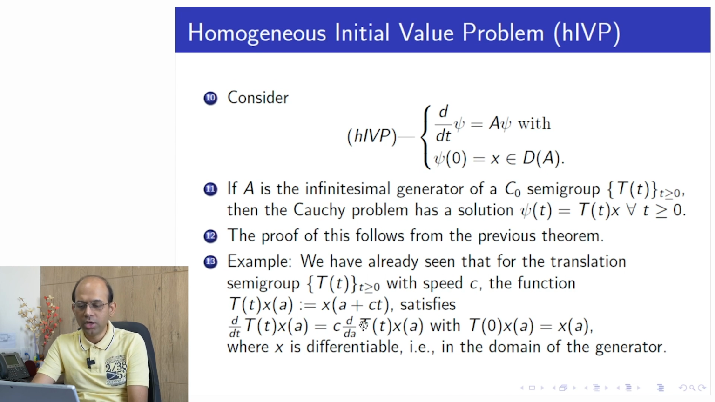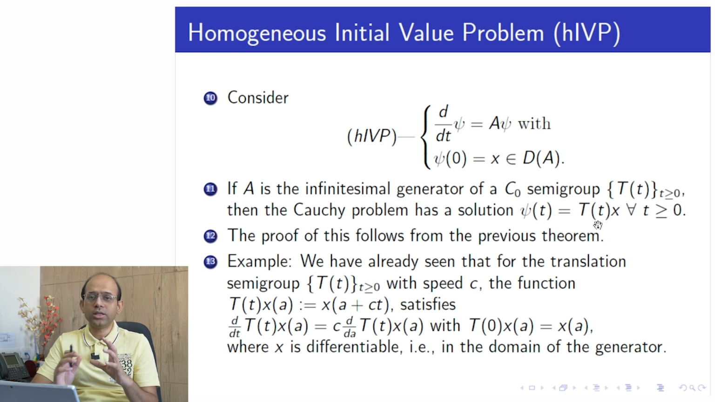Next, if we ask when you can assure existence of a solution of this equation, one sufficient condition is that A generates a C0 semigroup, because for that we have already seen that we can write down the solution. So the question of solving an initial value problem boils down to the following: given this operator A, whether it generates any C0 semigroup or not.